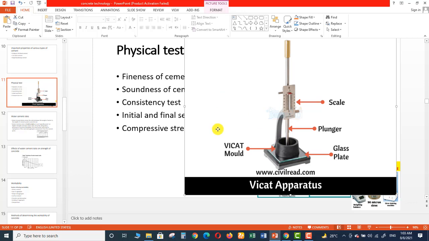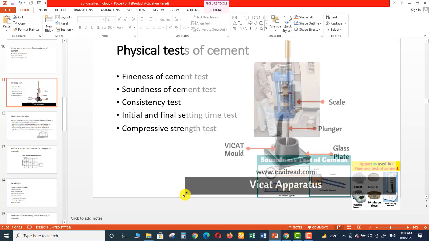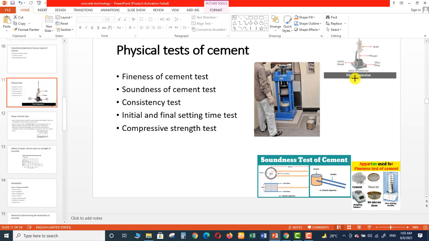So in this, I think we just need to remember the definition of initial setting time and final setting time, the device which we are using to find them, and the different components of this device. So I think that's fine, because we are preparing for the multiple choice questions related to concrete technology, so there is no need to go in depth about the experimental procedure.